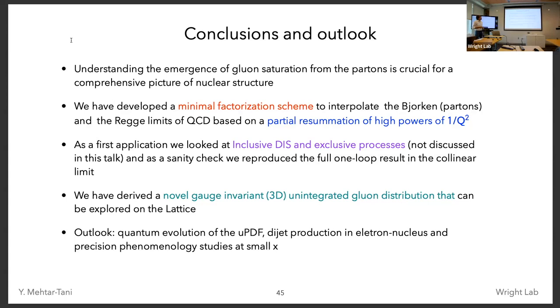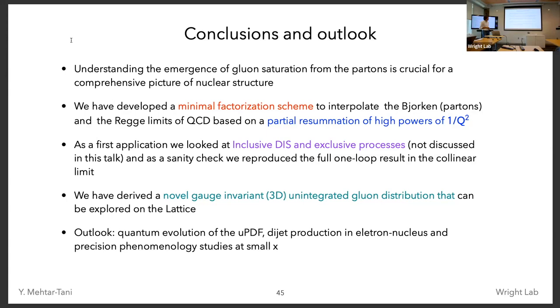And we could also match them to the small x limit. The byproduct, again, is a novel gauge invariant 3D gluon distribution, which depends explicitly on x and k perp, and which would be interesting to investigate both analytically and in the future on the lattice.